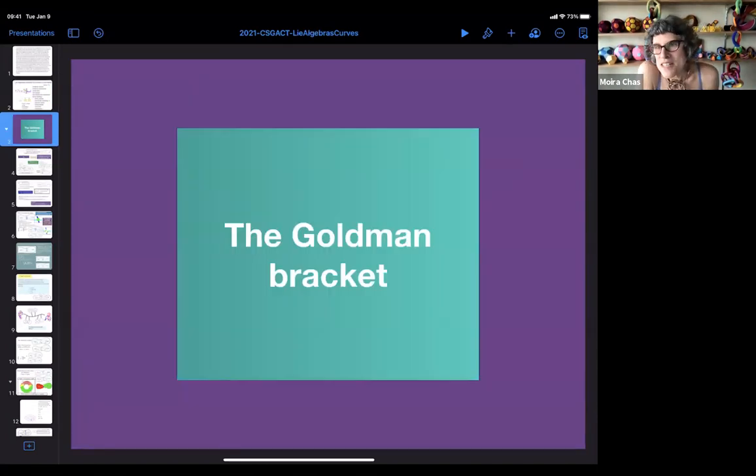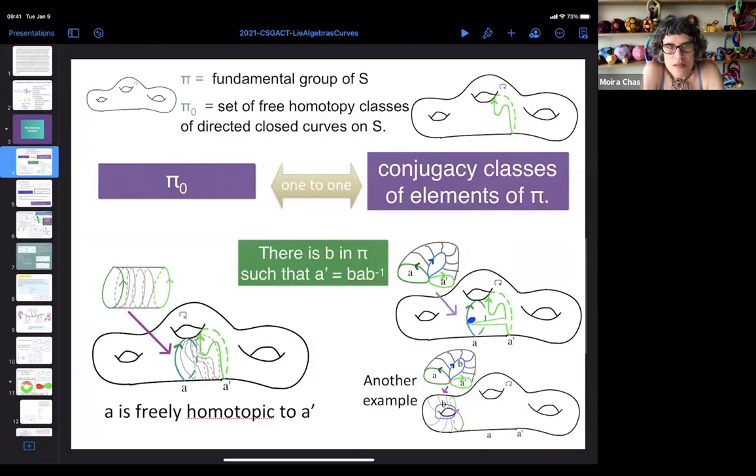So first, I want to define this fantastic structure in curves on surfaces, which is the Goldman bracket. Let me start to say where this bracket lives. Here we have a surface. Can you see my mouse? Good. So pi, I'm going to call the fundamental group of the surface, and pi 0, and we'll have a reason for that, is the set of free homotopy classes of directed closed curves on the surface. This is just the curves on the surface up to continuous deformation.